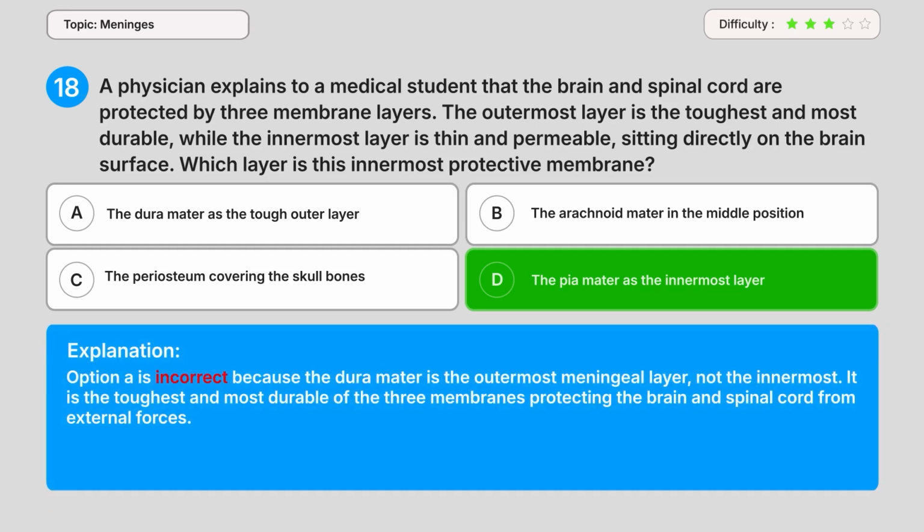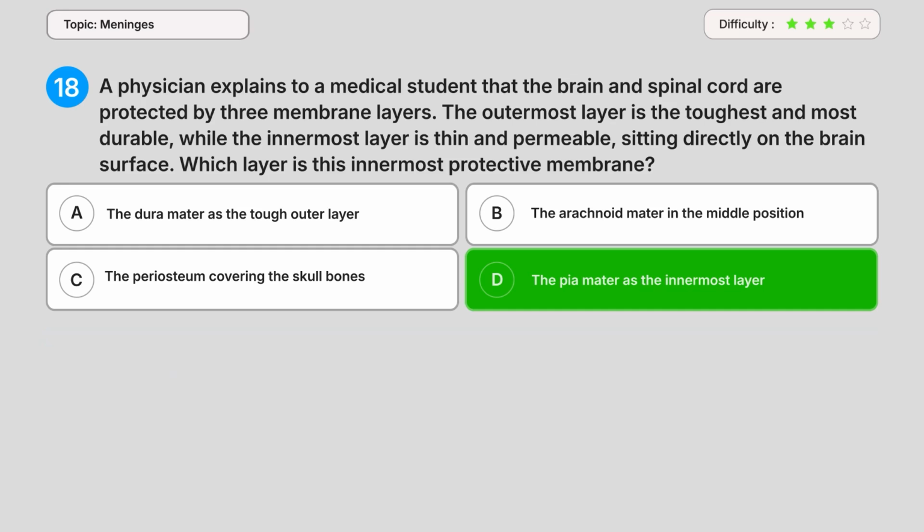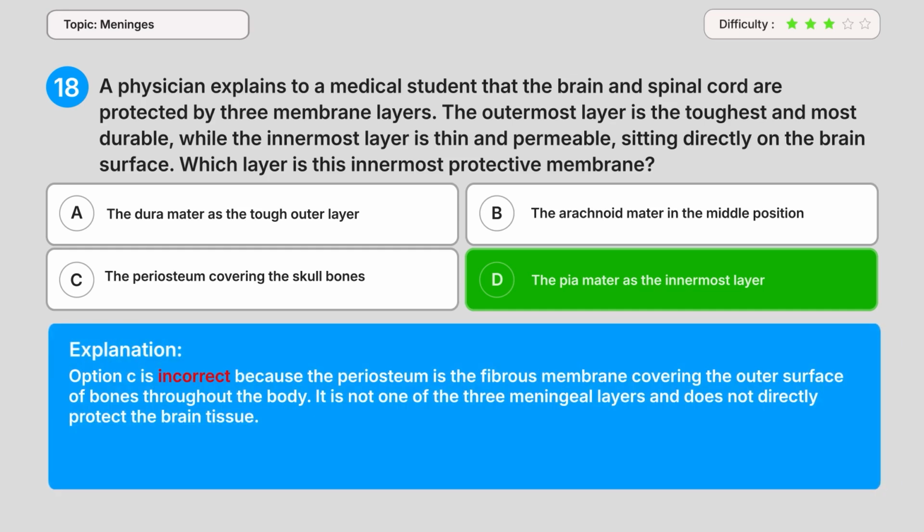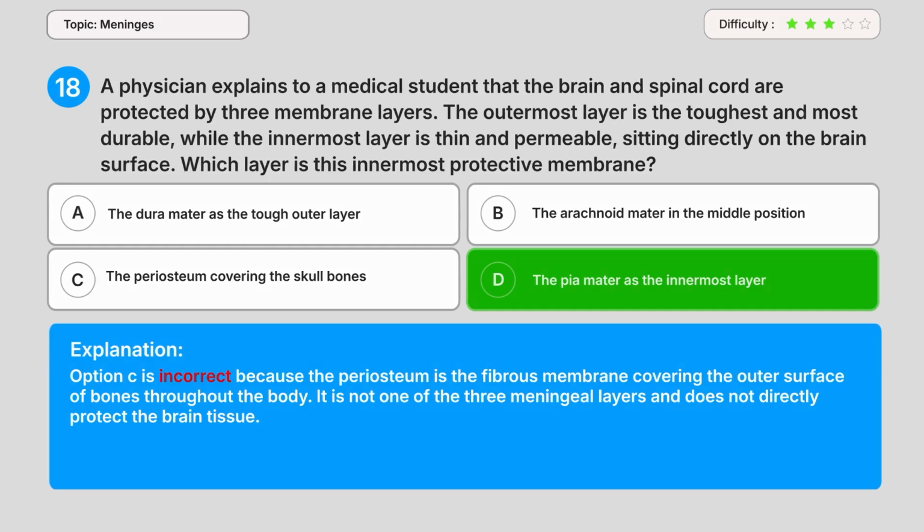Option A is incorrect because the dura mater is the outermost meningeal layer, not the innermost. It is the toughest and most durable of the 3 membranes protecting the brain and spinal cord from external forces. Option B is incorrect because the arachnoid mater is the middle meningeal layer, positioned between the dura mater and the pia mater. It forms a loosely fitting sac and is not the membrane directly contacting the brain surface. Option C is incorrect because the periosteum is the fibrous membrane covering the outer surface of bones throughout the body. It is not one of the 3 meningeal layers and does not directly protect the brain tissue.